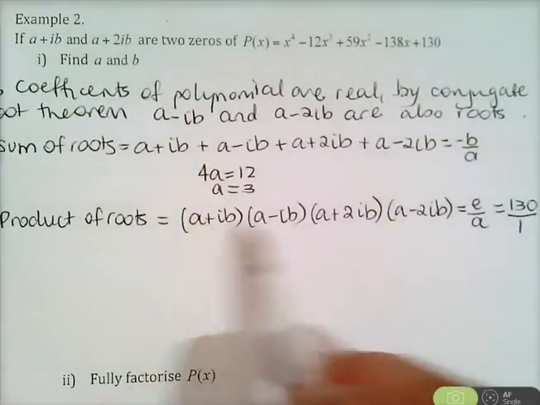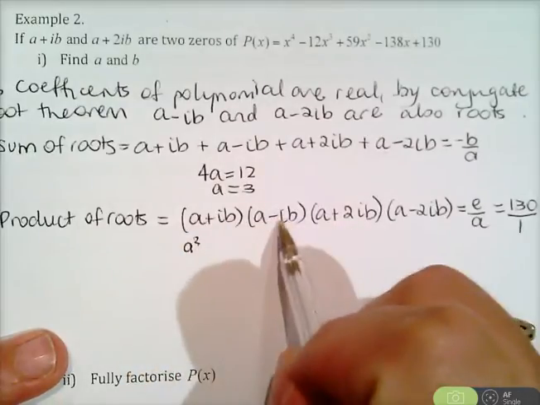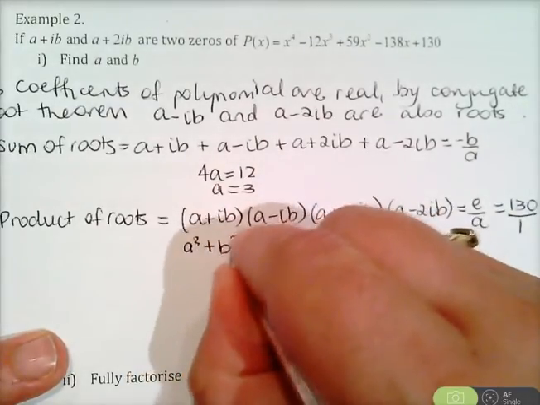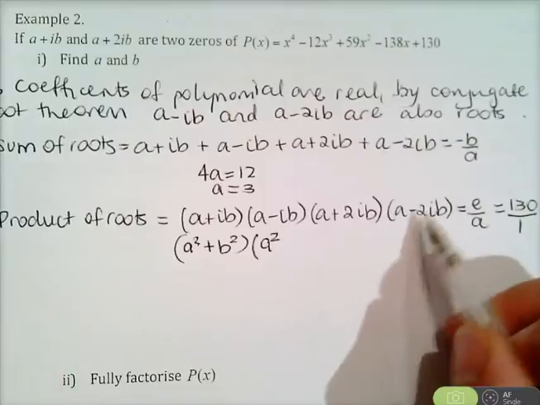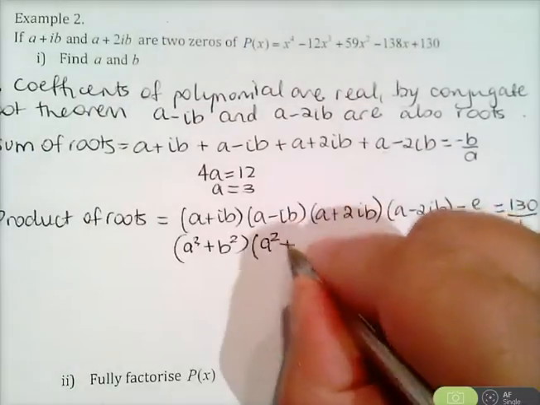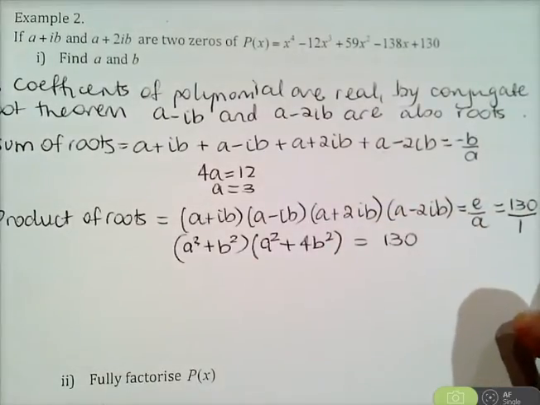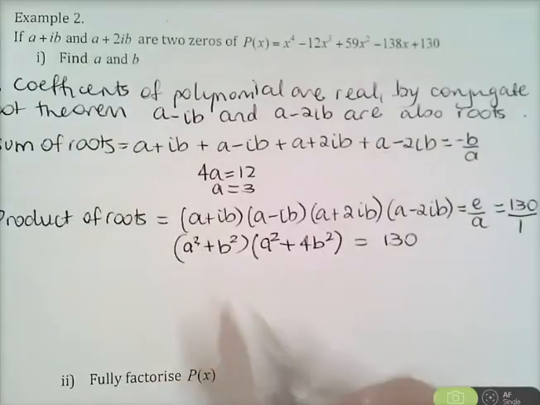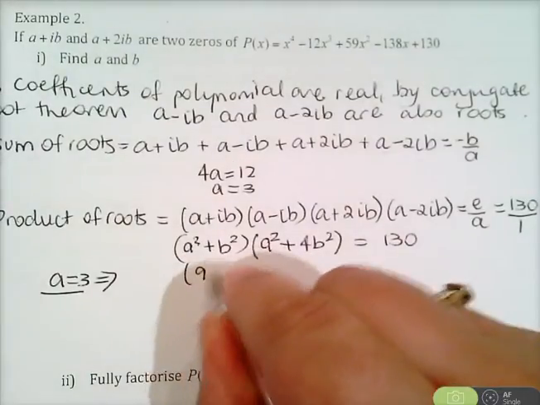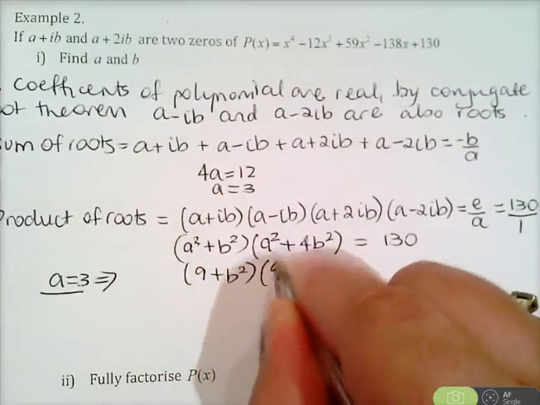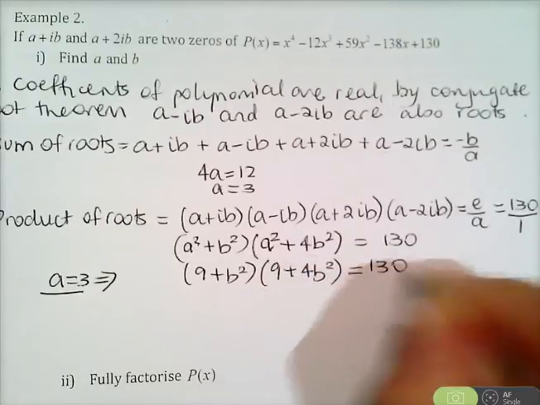So these are a difference of two squares. This equals a squared minus i squared b squared, which is plus b squared. And this also is a squared minus 4i squared b squared, which would be plus 4b squared. And that is equal to 130. Now we know that a equals 3, so substituting that in, we get (9 plus b squared) times (9 plus 4b squared) is equal to 130.